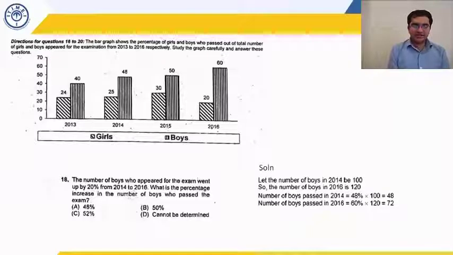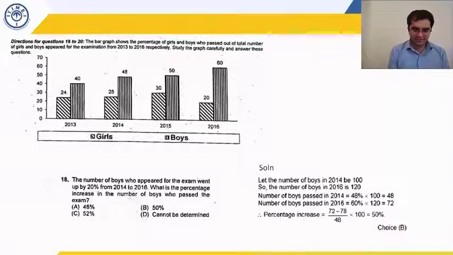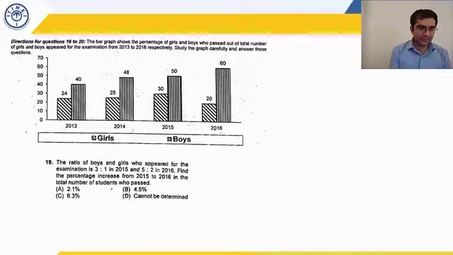So 48 is increasing to 72. Find the percentage change. (72 minus 48) divided by 48 into 100 is 50%. 50% should be your answer. Let's move to the next question.